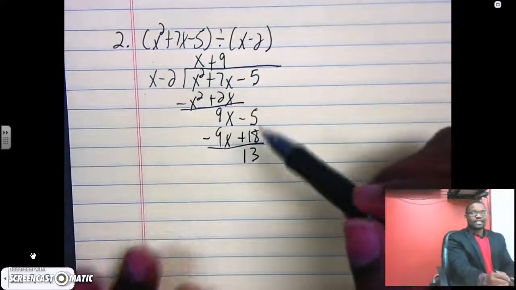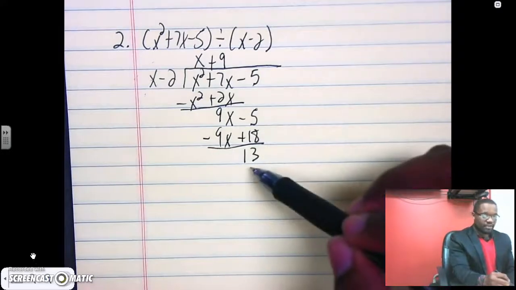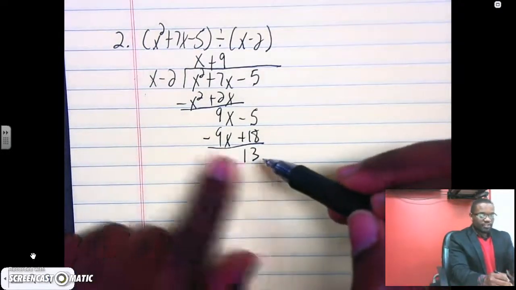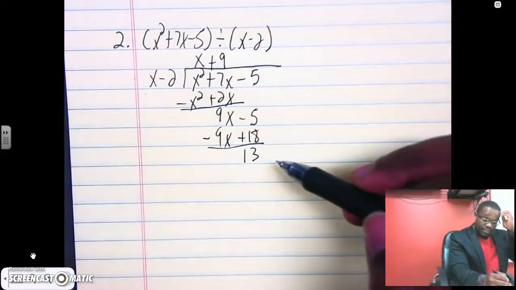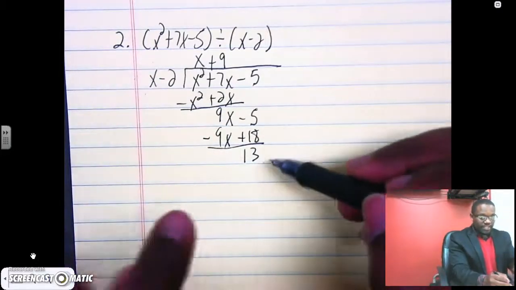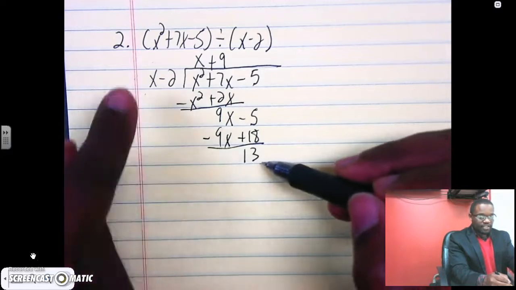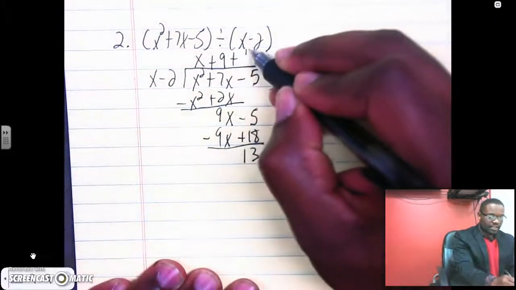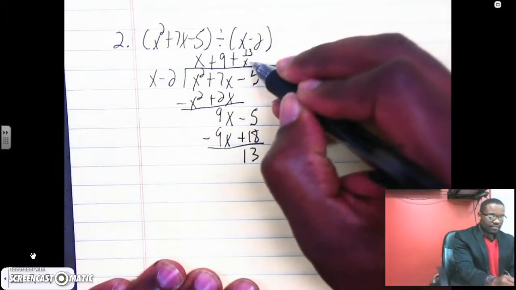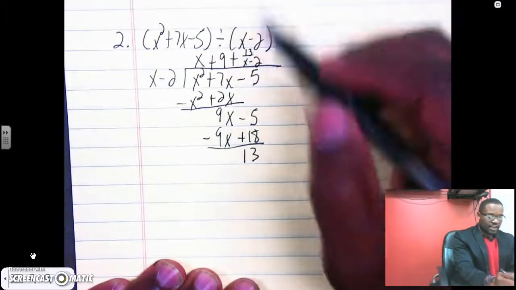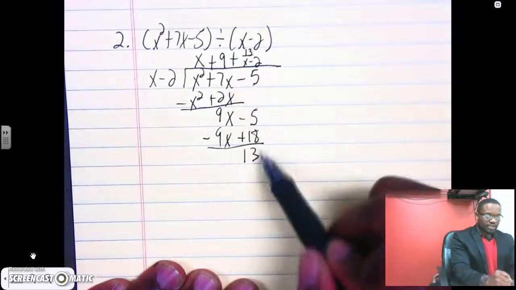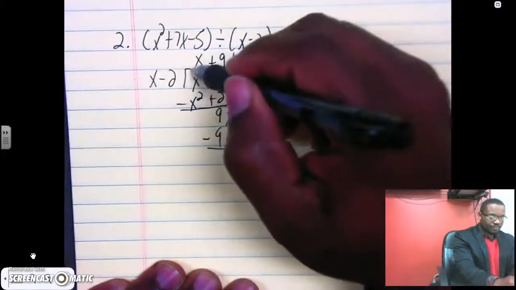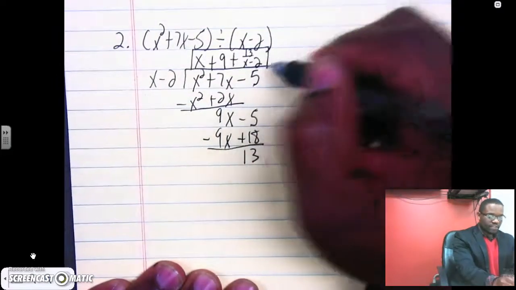Now, again, I know I can stop, not because I have a number here, but because the degree here is 0, and the degree here is 1. Whenever you don't have a variable, your degree is 0. And so it's less underneath the dividend than it is in the divisor. And so I take 13, and I add it over x minus 2. The reason why I put a plus here is because the number that's left over is positive. If that was a negative 13, I would have put a minus there. So that is your answer.